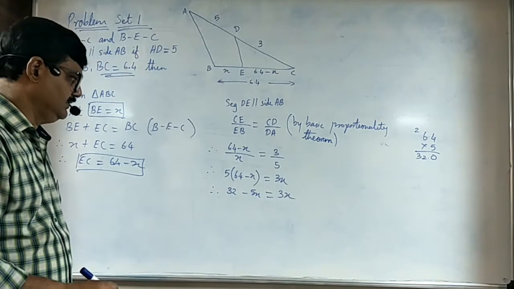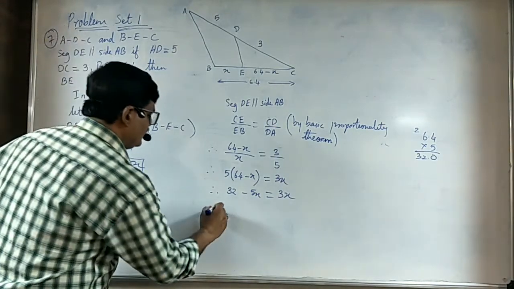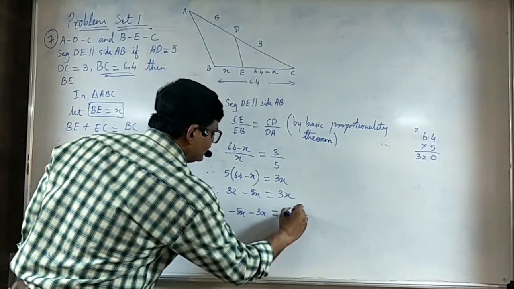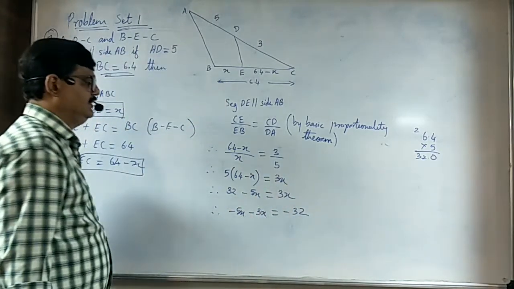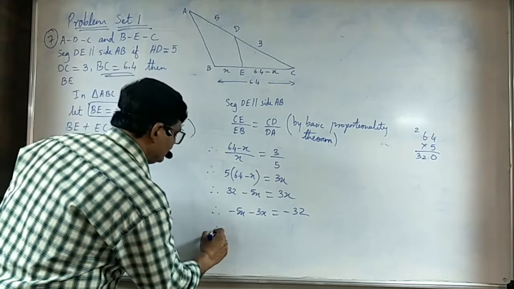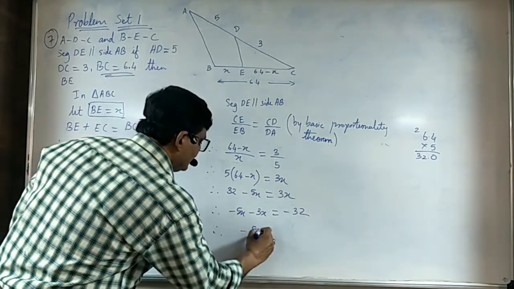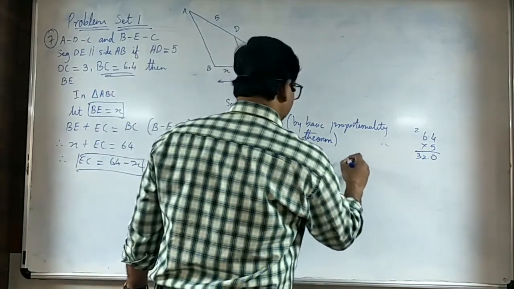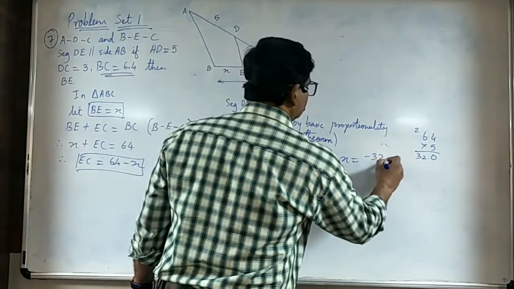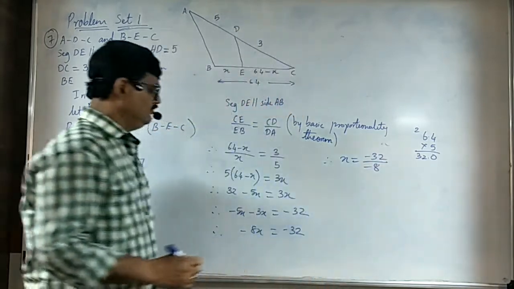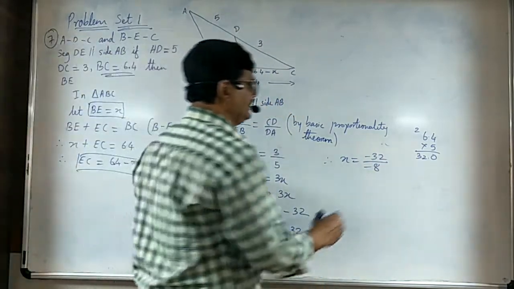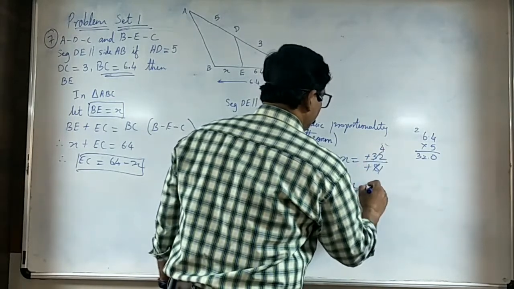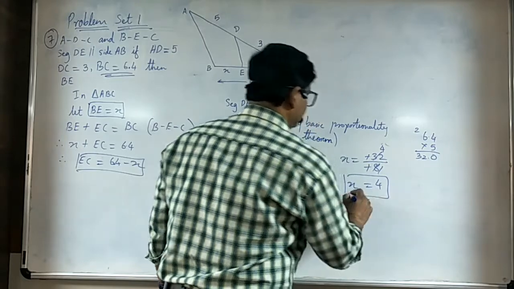Now I can take minus 5X minus 3X on the left hand side, and minus 32 will go on the right hand side. Therefore you will get minus 8X is equal to minus 32. So X is equal to minus 32 upon minus 8. The minus sign will get cancelled. 8 1s are 8, 8 4s are 32. Therefore you got X is equal to 4.